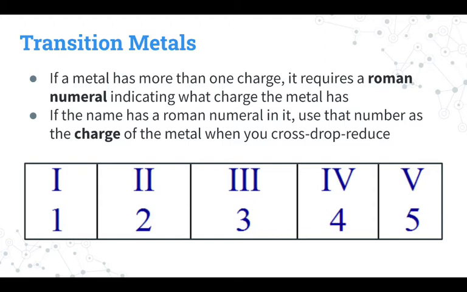If a metal has more than one charge, it requires a Roman numeral indicating which charge the metal has. So if the name has a Roman numeral in it, we're going to use that number as the charge of the metal when we cross, drop, and reduce. These are the 5 main Roman numerals we'll use: I will be 1, II will be 2, III will be 3, IV will be 4, and V will be 5. We have to remember those in order to use them as our charges.